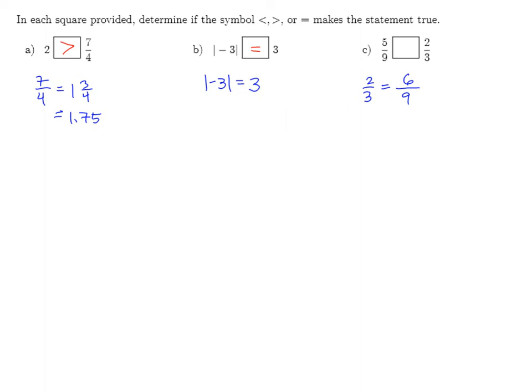So comparing 5/9 and 2/3, since 2/3 is equivalent to 6/9, 5/9 is going to be the smaller number. So writing that inequality symbol, the closed side will go towards 5/9, the open side towards 2/3, and it will be 5/9 less than 2/3.